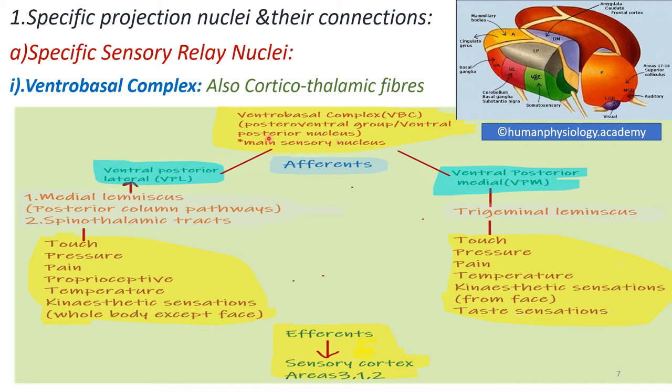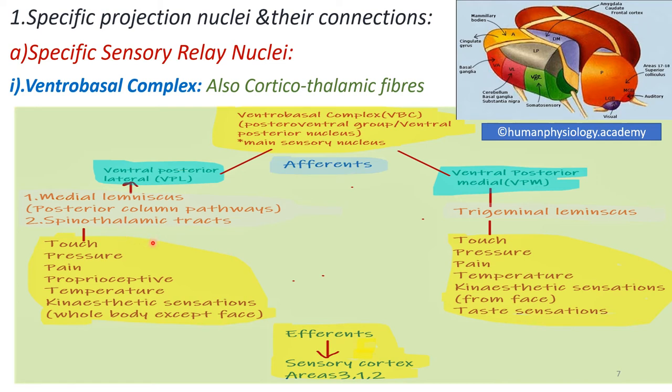This further has two components. One is the ventral posterior lateral nucleus and the other is the ventral posterior medial nucleus. So the two nuclei which are included in this ventrobasal complex are the ventral posterior lateral nucleus and the ventral posterior medial nucleus. The afferents which come to these nuclei, or for which they act as a relay center, are from the medial lemniscal system, which receives its input from the posterior column pathways and also from the spinothalamic tracts.